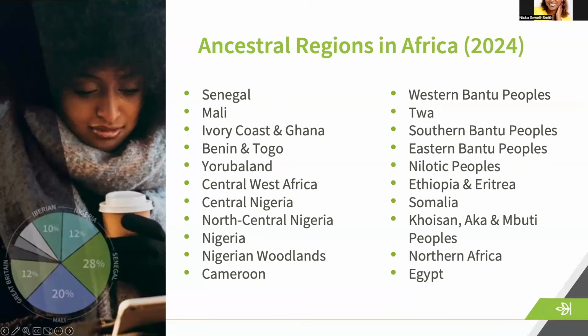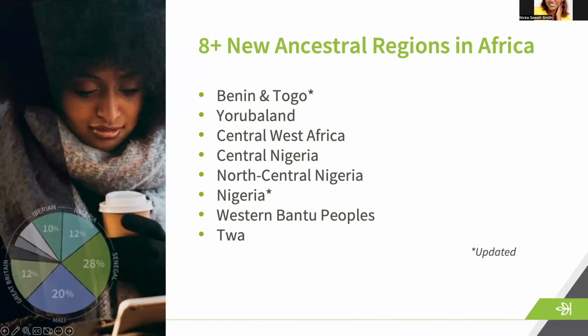So, with the update for Ancestry DNA that is upon us, one of the things I have to point out is what the regions are that exist in Africa as they are today, before the update. And here is the list: places from Senegal and Mali to Somalia and Egypt, along with Cameroon, Nigeria, Central Nigeria. These are all the existing names. And some of these names are going to stay the same, but the areas that they make up have been refined. And so let's talk about the new regions.